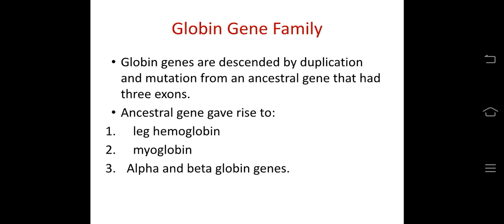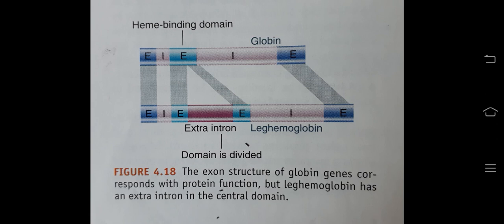Then the globin gene family. Globin genes are descended by duplication and mutation from an ancestral gene that had 3 exons. The ancestral gene gave rise to leg hemoglobin, myoglobin, and alpha and beta globin genes. A heme binding domain is there, and we try to learn about the structure.